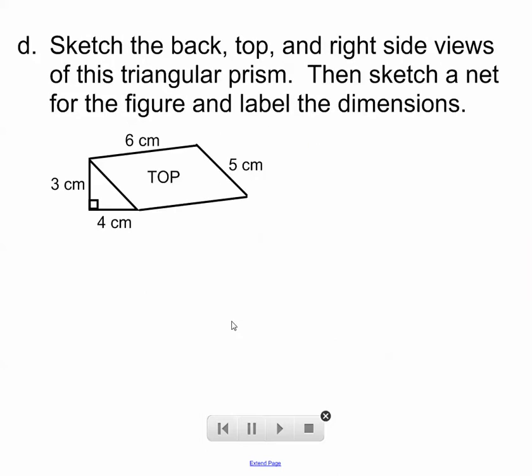Lastly, let's sketch the back, top, and right side views of this triangular prism. And then we're going to sketch a net for the figure and label the dimensions. Okay, so top. The top is this 6 by 5 rectangle. So we'll start with the top here. There's the 6 by 5 rectangle. Now the back would be, I'm assuming, the 6 by 3 rectangle that we can't see. So it's the same width, but it's a little bit shorter.